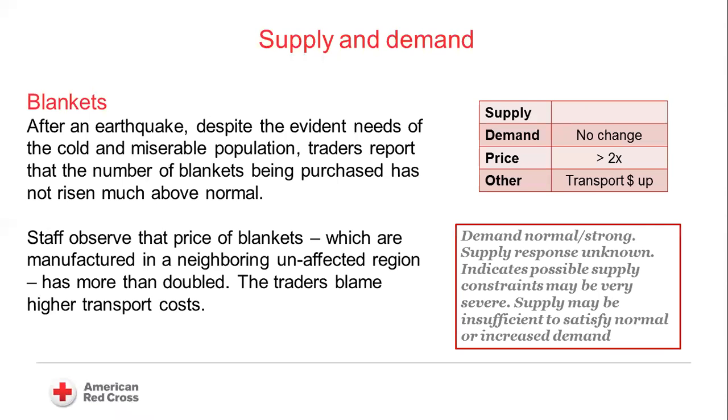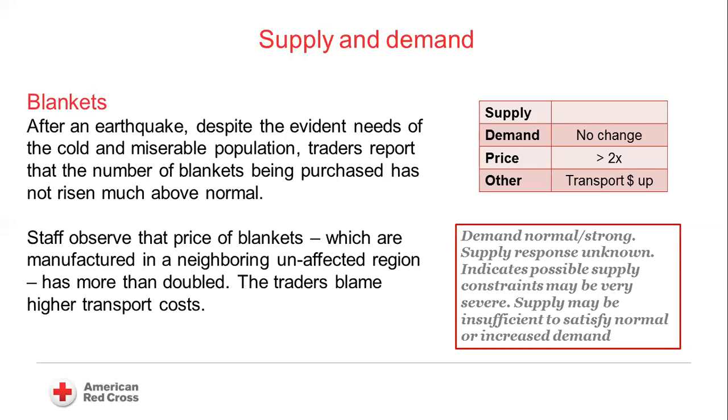Transportation costs, right? So when we look at this, again, you're not going to draw all these conclusions from this one paragraph. You have to look at the bigger picture. But just based on this, we see demand, no change, or we don't have any reported change. Supply, we don't really have information. Price has more than doubled, and transportation costs have increased, right? So demand might be normal or strong. The supply response is unknown.